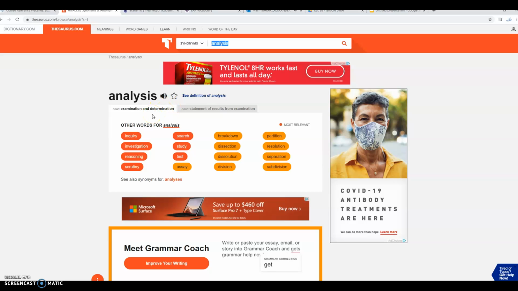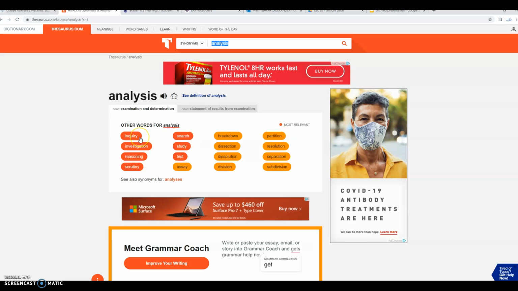For others that are also common, we look at the colors here. The reddish orange colored synonyms are the most common ones, and then you have orange ones which are less common. Some words also have yellow colored synonyms which are the least common.